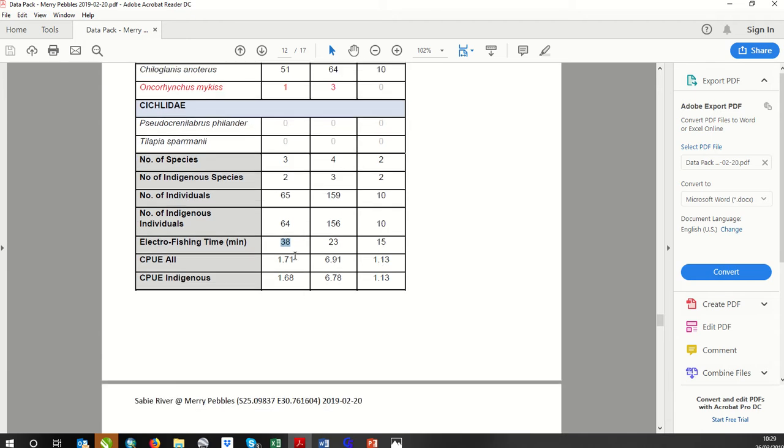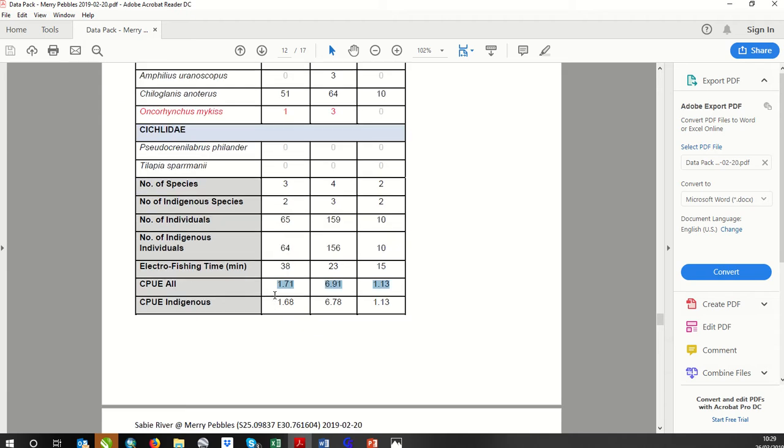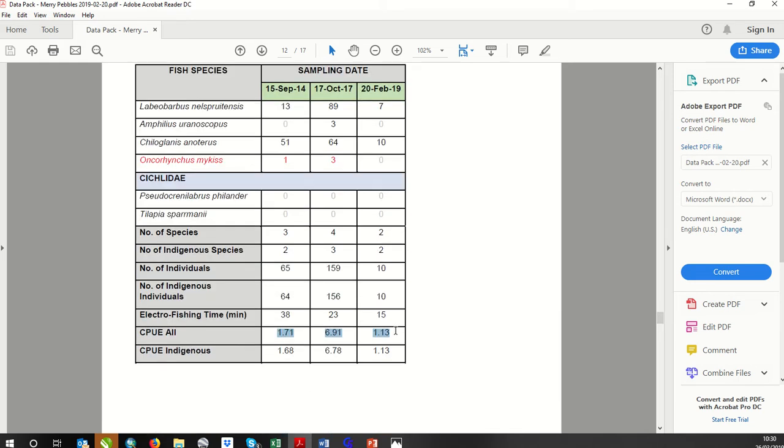But if you do divide that by the time that you've sampled, which is referred to as catch per unit effort, you would see that during the first survey in 2014, they collected on average 1.7 fish per minute of sampling. And you can see it's only electrofishing. And then during 2017, they collected almost 7 individuals per minute. And then in 2019, it's 1.13. So if you compare 1.17 and 1.13, it's not too much of a change. So that's taking the differences in time into consideration.